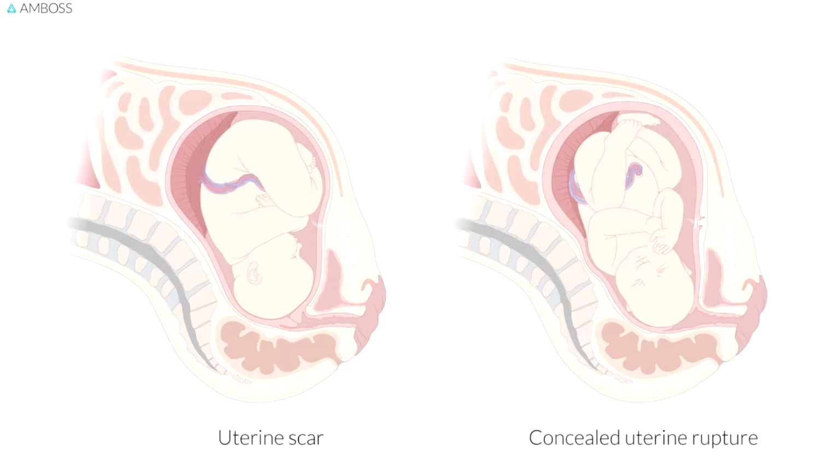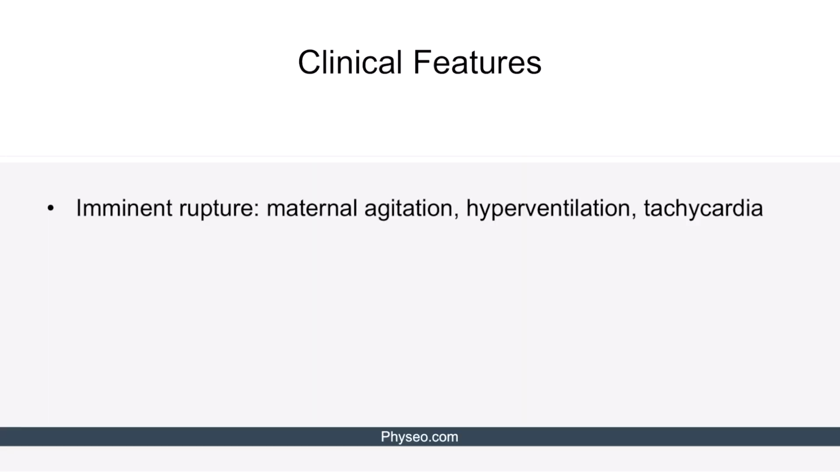Here are some other images from our partnership with AMBOSS, which shows a uterine scar and concealed uterine rupture. In the image on the left side, we can see a uterine scar that predisposes to uterine rupture. On the image on the right, we can see what can be referred to as uterine dehiscence, closed rupture, or concealed rupture. In this type of uterine rupture, there is no connection between the uterus and the peritoneal cavity, and no intraperitoneal hemorrhage occurs. This is in contrast to complete uterine rupture that we saw in the previous image. Sometimes, signs of imminent rupture may occur before the complete uterine rupture. These symptoms include maternal agitation, hyperventilation, and tachycardia.